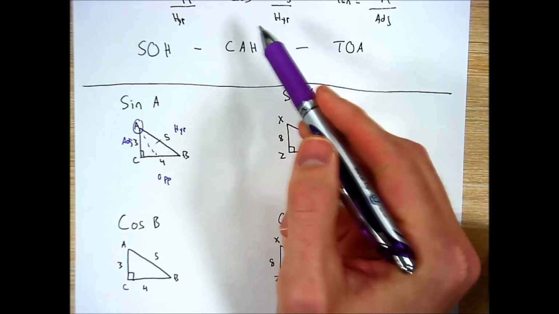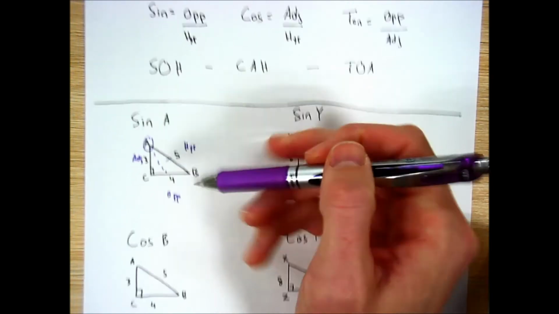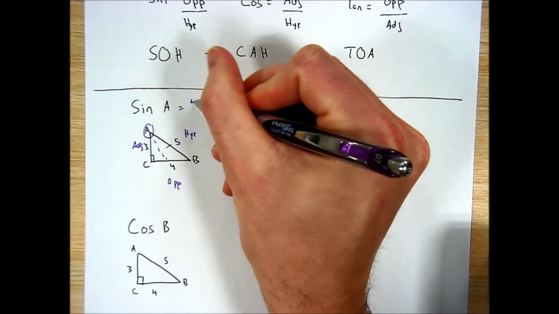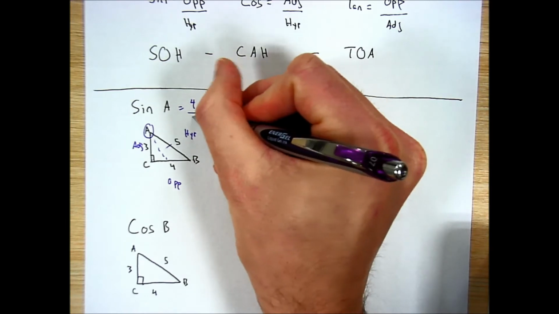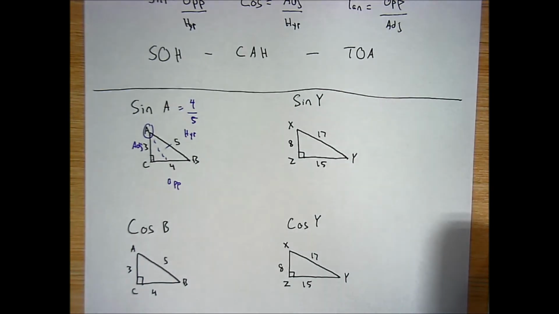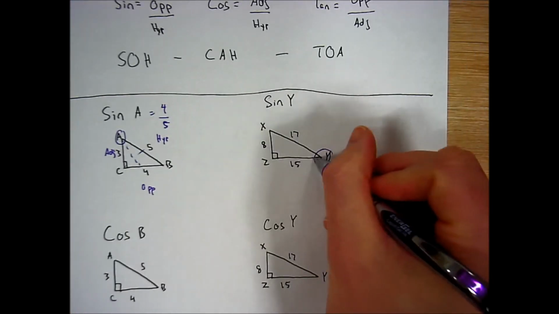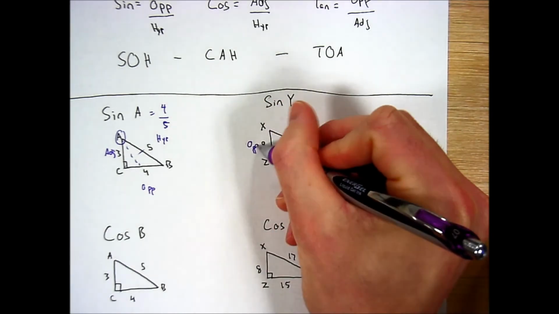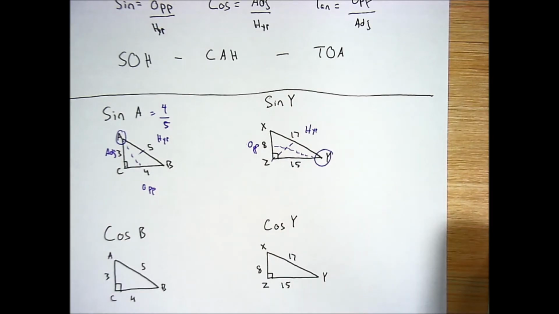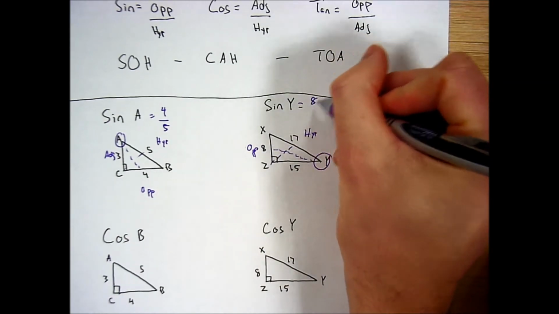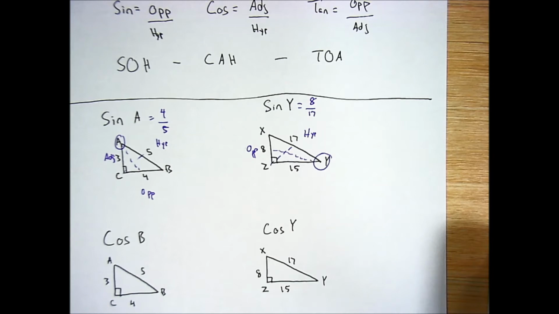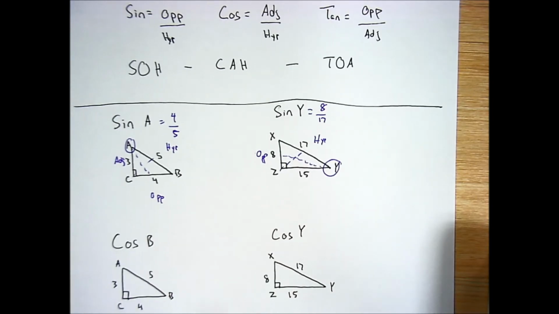Sine is opposite over hypotenuse. So from A, opposite is 4 and hypotenuse is 5. So 4/5. What about sine of Y? From Y, my opposite is 8. My hypotenuse, across from the right angle, is 17. So this is 8/17. Pretty easy. All you have to do is make sure you get these sides labeled, and everything else is pretty easy after that if you can remember SOHCAHTOA.